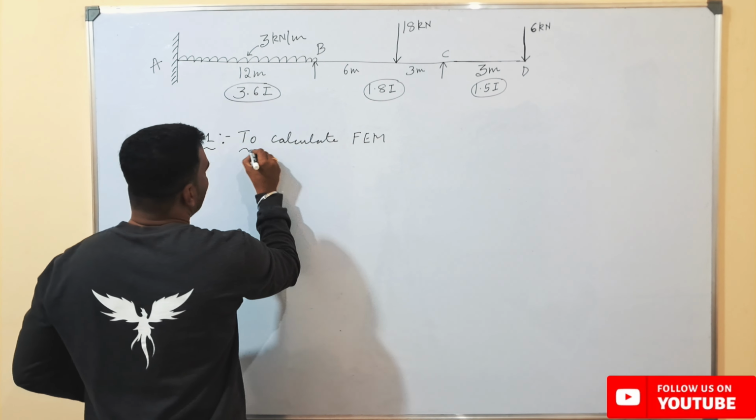Step 3 will be to calculate the rotation contributions. For that I have considered a table here, which is also called a Kani's table.